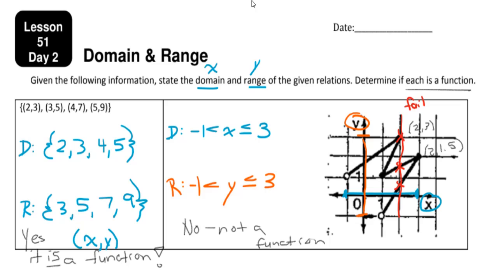Yay! All right, so we're going to move on to another multiple choice question similar to what we did in yesterday's video, and then we're going to do 2 more evaluating domain and range questions.